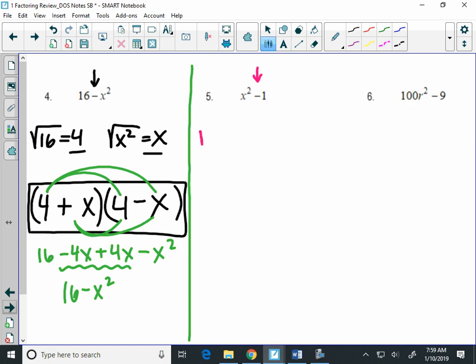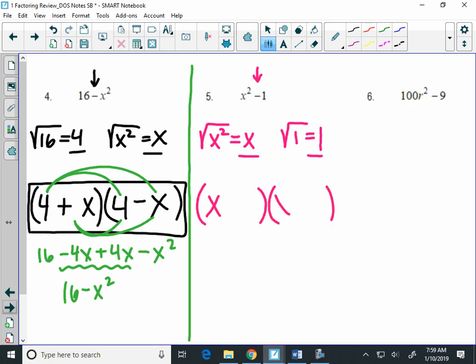So you're going to take the square root of each term. The square root of x squared is x, and here the square root of 1 is 1. So I'm going to use x and 1 in that order to factor here. An x goes in both, 1 goes in both, a plus and a minus, and then you're done.